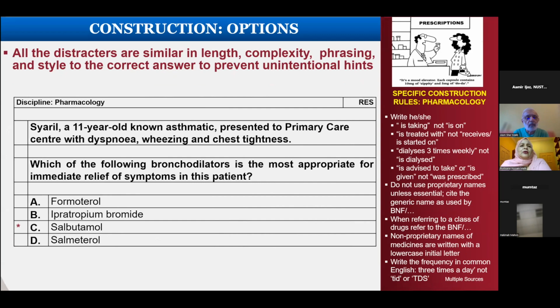So this is a question from pharmacology. A patient presents with asthma in the primary care center. It is very important that you tell them in which type of medical facility the patient appears, because if we are asking about the investigations or the treatment, it might change with the medical facility which has more facilities available. For example, the tertiary, the main hospitals, then the clinics or the peripheries.